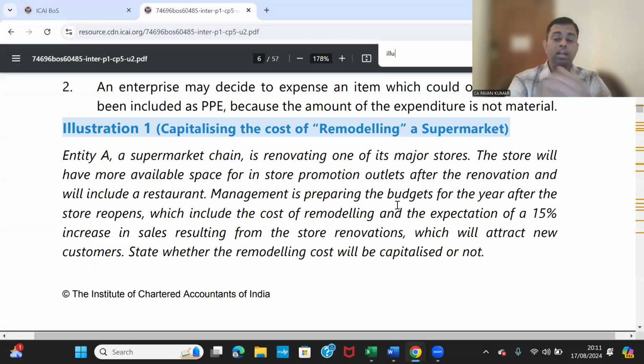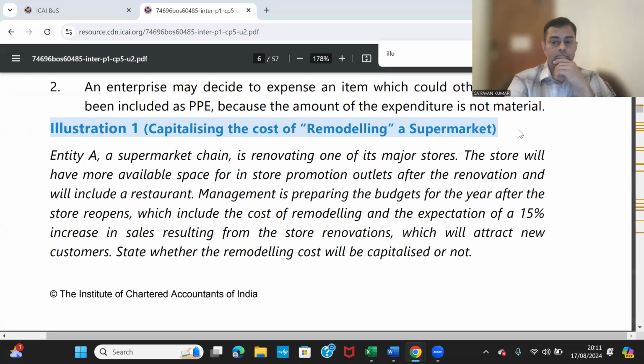So can we start with one? Anushree, can you read question number one? Entity A, a supermarket chain, is renovating one of its major stores. The store will have more available space for in-store promotion outlets after the renovation and will include a restaurant. Management is preparing the budgets for the year after the store reopens, which include the cost of remodeling and the expectation of a 15% increase in sales resulting from the store renovations, which will attract new customers. State whether the remodeling cost will be capitalized or not.